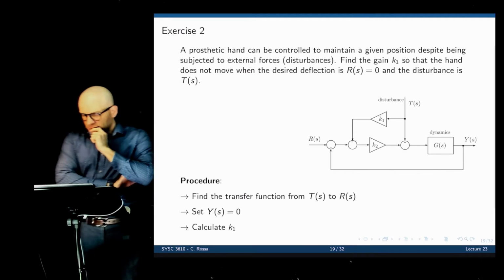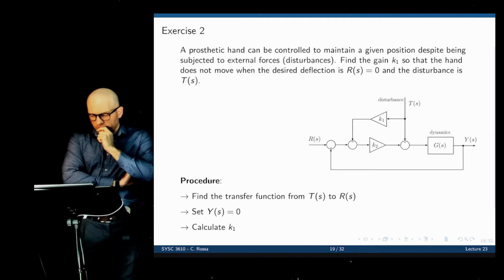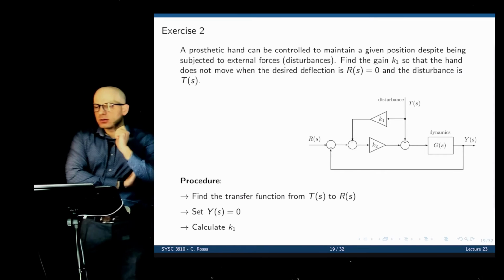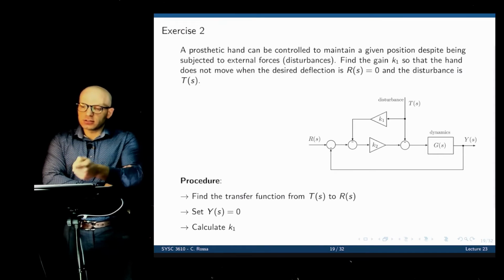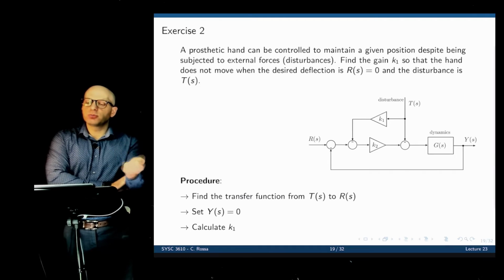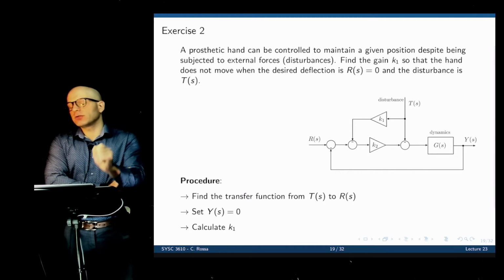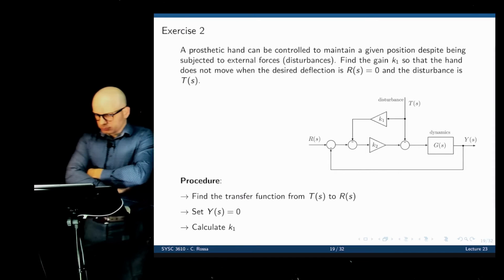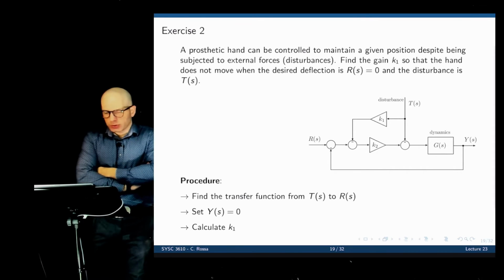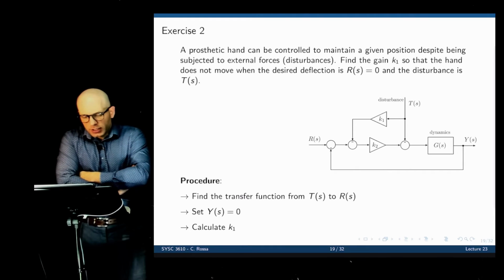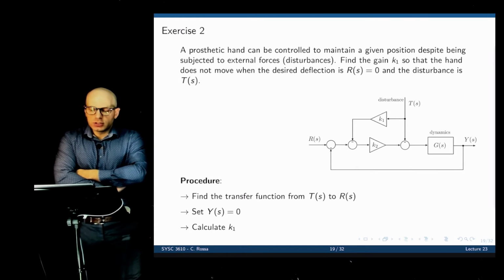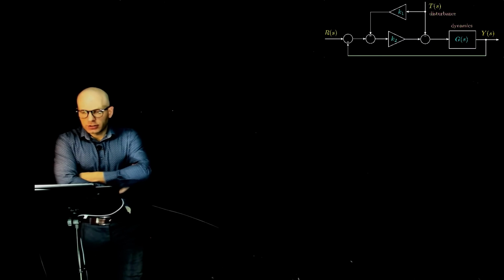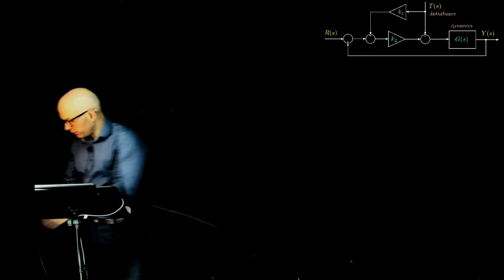The question is, find the transfer function and calculate the gain K1 such that when there is a disturbance and the desired displacement is 0, the output is 0. That means the effect of the disturbance is not reflected in the output. How do we do that? Well, if you want to calculate the output, we need to find the transfer function. And let's find the transfer function first.